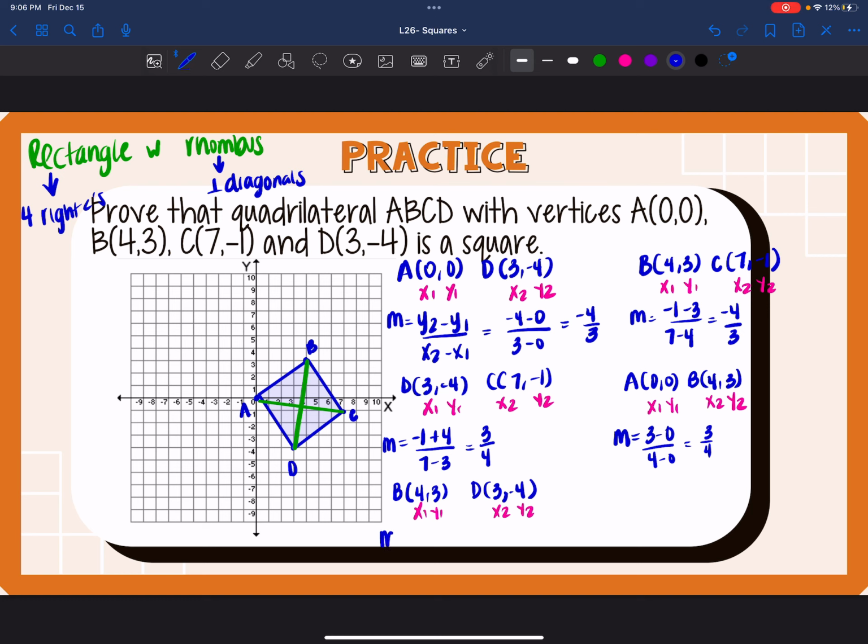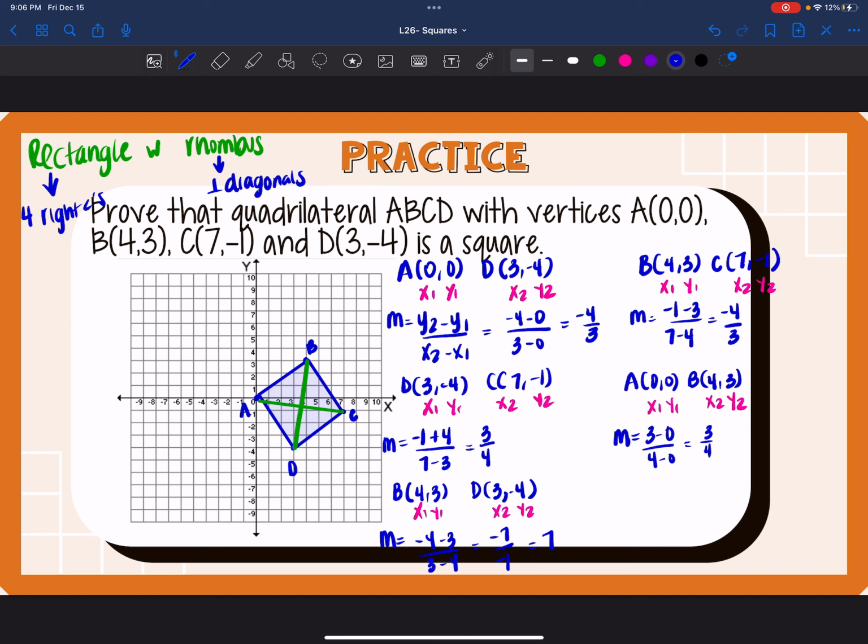We're going to go ahead and do the slope of these two. Negative 4 minus 3 over 3 minus 4. Negative 4 minus 3 is negative 7. 3 minus 4 is negative 1. My slope is 7. Why? Because a negative divided by a negative is a positive.